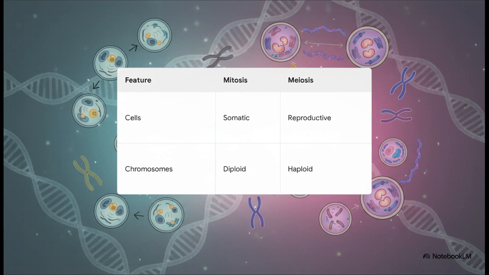Remember, mitosis occurs continuously in your somatic or body cells for growth and replacement. It maintains the full diploid set of identical chromosomes. Meiosis, on the other hand, occurs only in reproductive cells to form gametes. It results in haploid cells that are randomly assorted, driving all that amazing genetic variation.